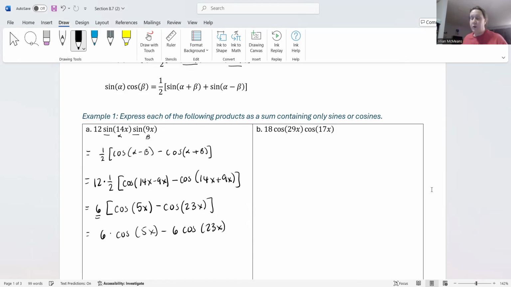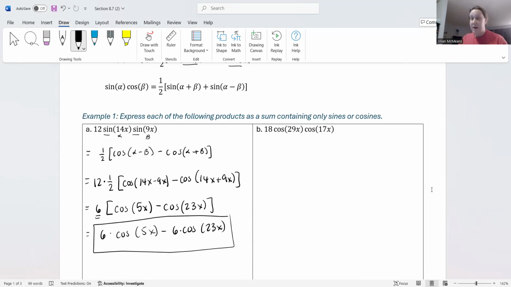And you do have to be careful. As much as you want to, these are not like terms. The arguments are different, so you can't combine the 5x's and the 23x's. This is really as good as it's going to get. There's nothing else you can do. So we would say this is our final answer.